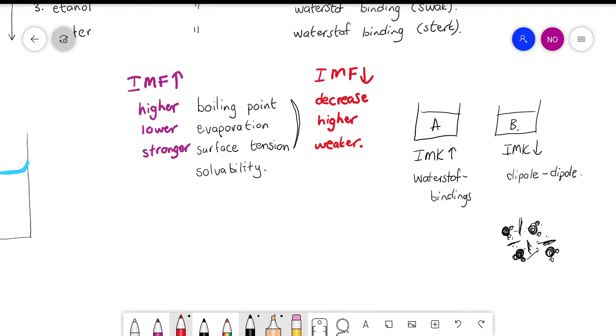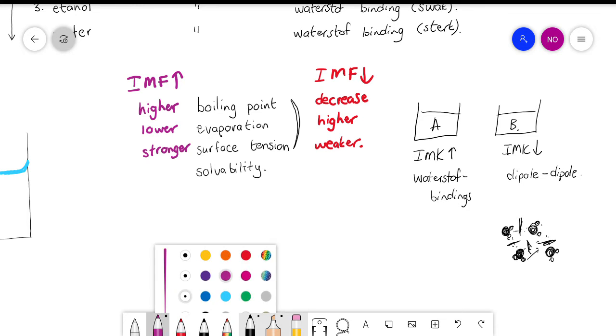Okay, then solvability. Solvability isn't difficult, it's just different.